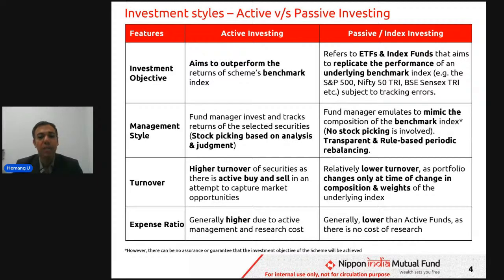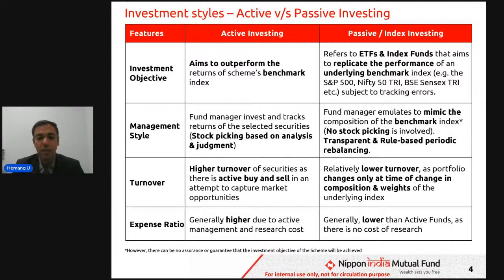It is completely rule based, and he would, in fact, try to do this as and when the composition of the index changes. Between the periods of when there is any change in the index, there will be no action taken. The index fund would move according to the movement of the market, subject to expenses. Third point comes as turnover.